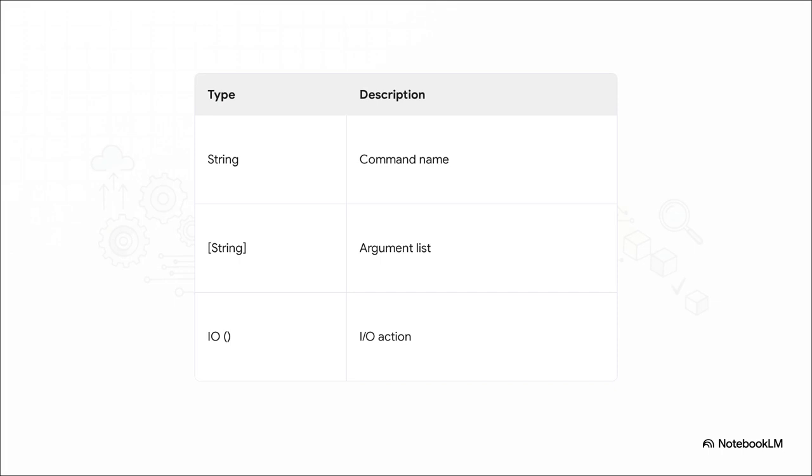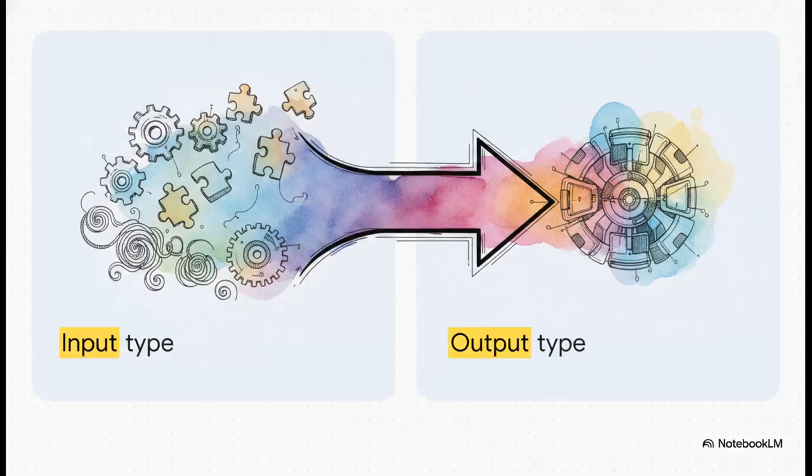Row 1 is our String. That represents our command or executable name. Think standard OS commands like xdg-open, open, or cmd. Next, row 2, the bracketed list of strings is simply our list of argument strings that get fed directly into that command. Finally, row 3, this resolves to IO unit. In Haskell, as we know, this means it's an IO action that performs side effects like interacting with a file system, but returns absolutely nothing, otherwise known as unit. It's really all about moving from the input type on the left to the output type on the right.